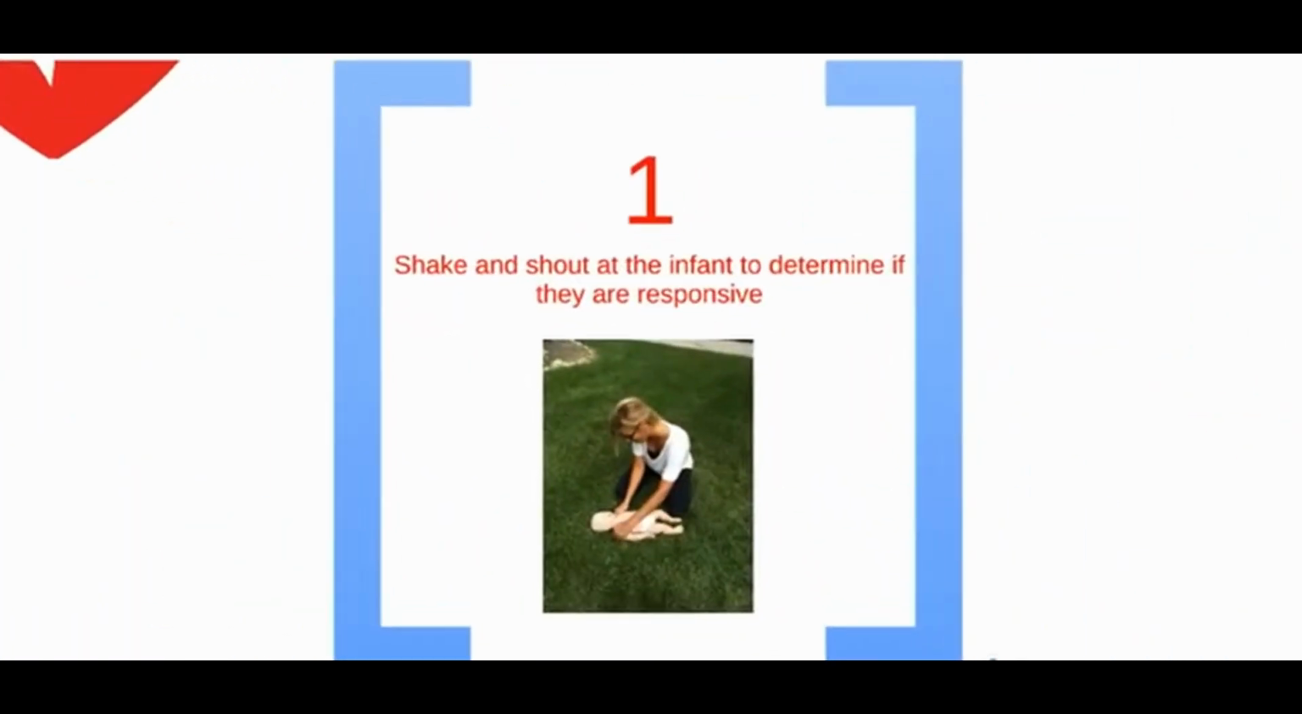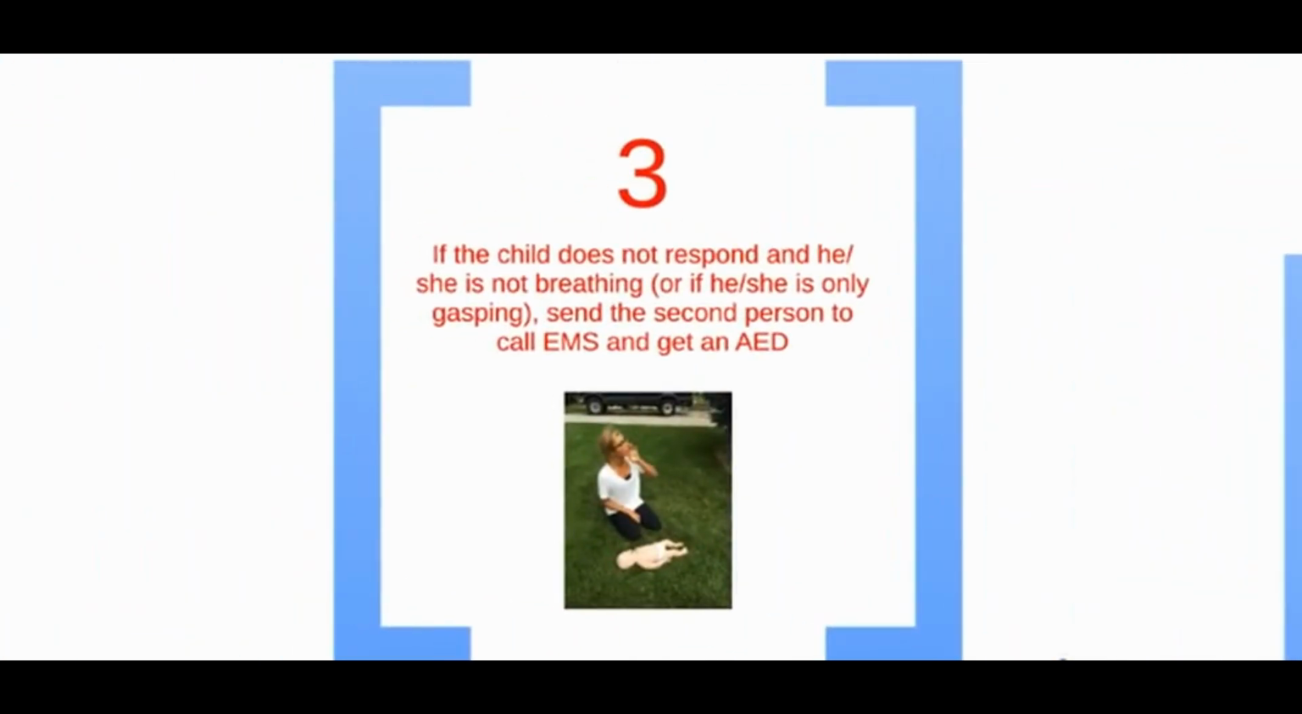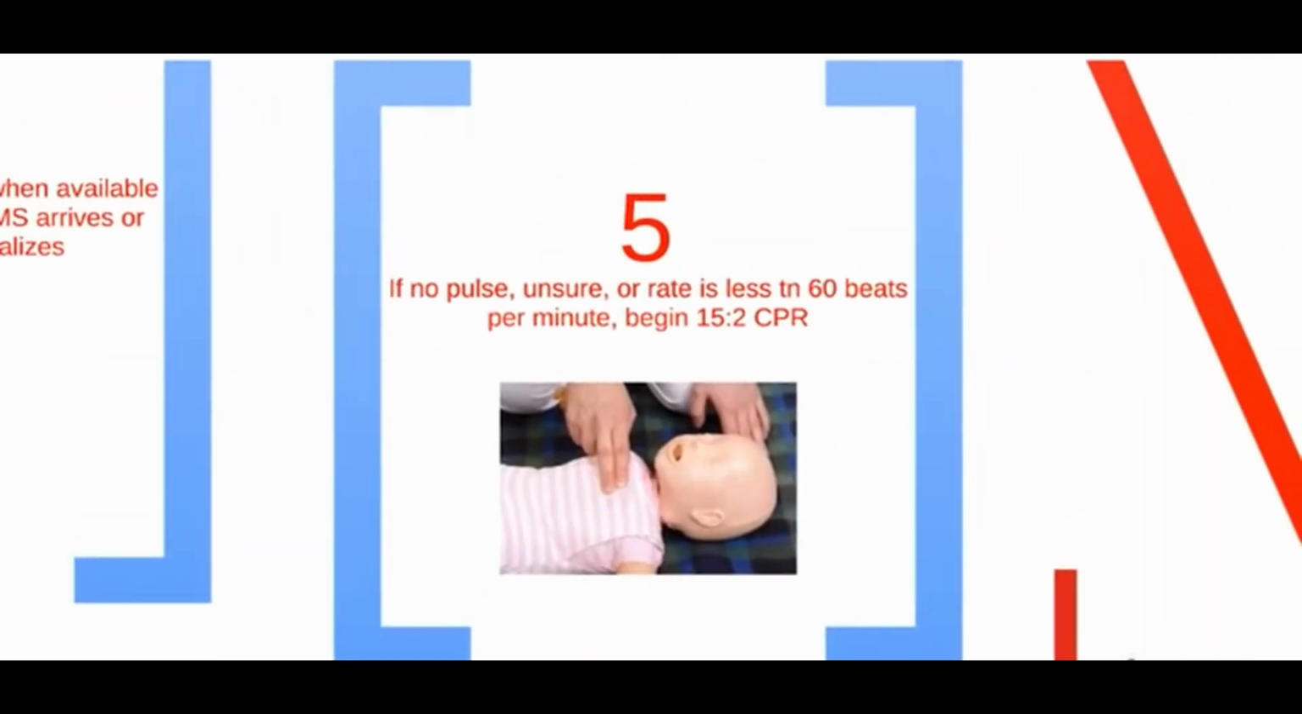First, you want to shake and shout for a response. Then assess for breathing. If there is no response and no breathing, send the second person to call the EMS and get an AED. Feel for the infant's brachial pulse for no more than 10 seconds. Begin CPR by doing 30 compressions and 2 breaths until the second person returns.